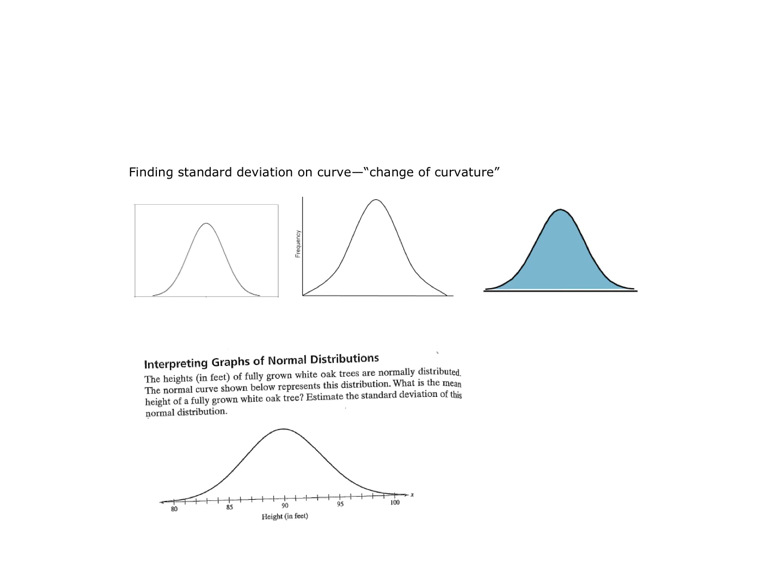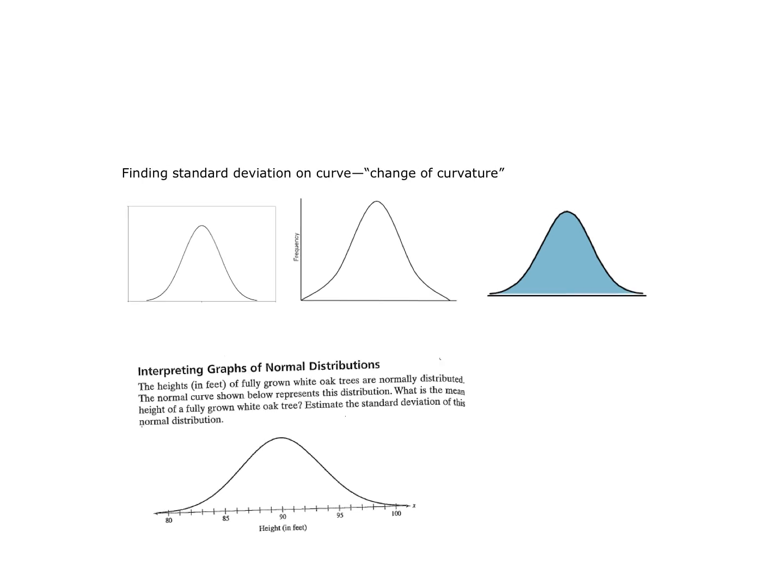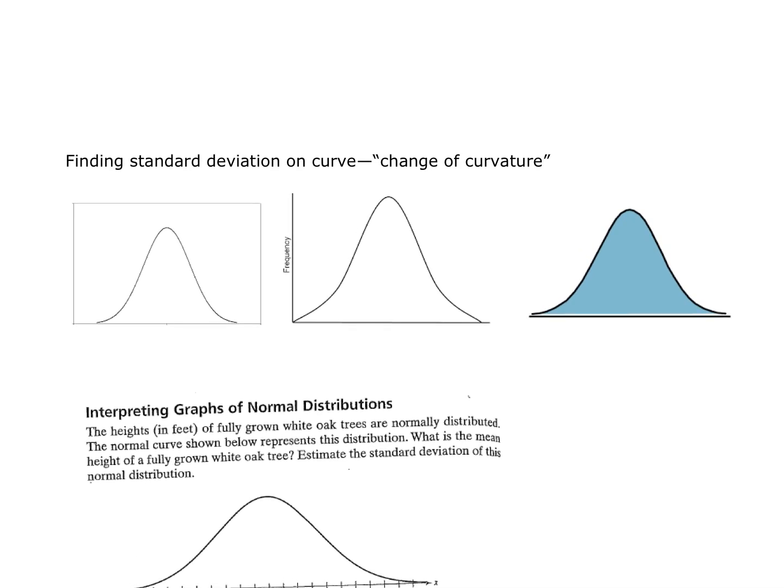If we are given a normal curve, which majority of what we're going to look at in this particular section will be normal curves. So when we are looking at these normal curves, we want to be able to determine where the first standard deviation would be from where the mean is. The process that we use to find that, we call change of curvature.